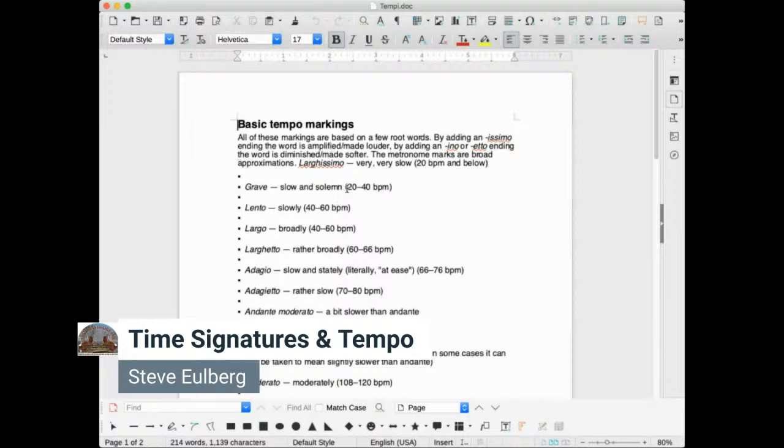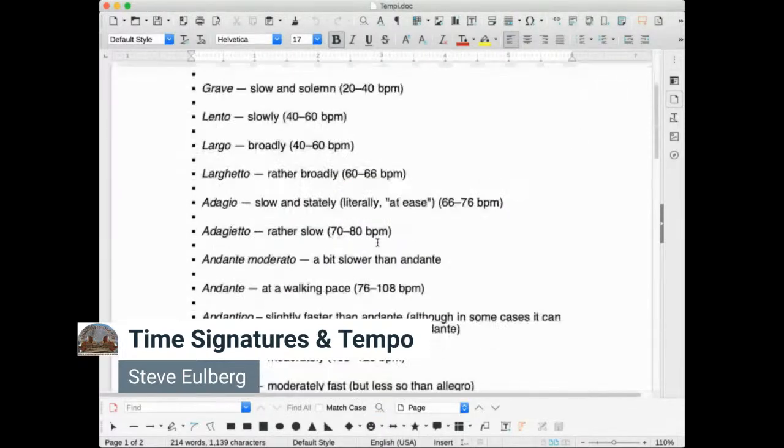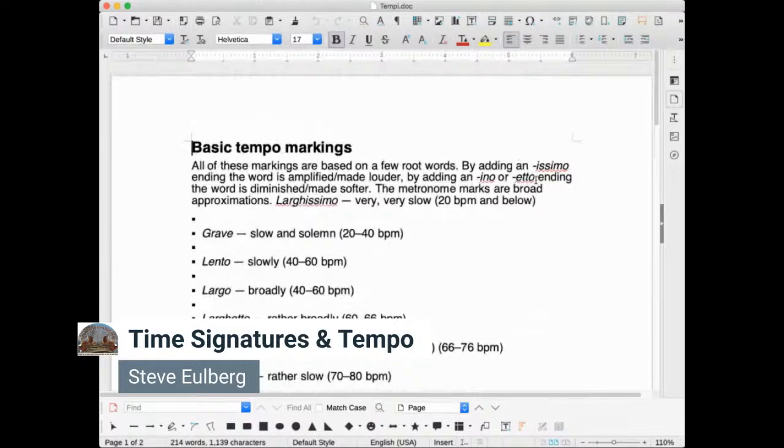Now, the markings here, the BPM means beats per measure. And that's a function that comes from the tool called a metronome. Let's see, I've got one right here. I just had to dig it out. So let's stop sharing for a minute. Beats per measure.